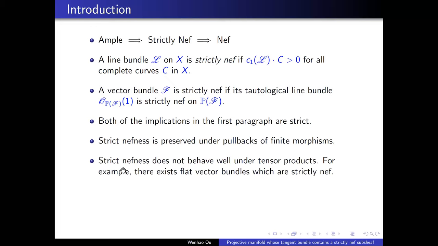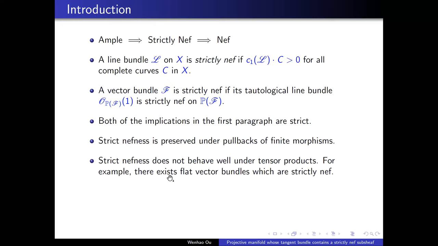In particular, strict nefness does not behave well under tensor product. Recall that if we have two nef vector bundles, then their tensor product is still nef. If we have two ample vector bundles, then their tensor product is again ample. However, if we are in the middle, this does not hold.